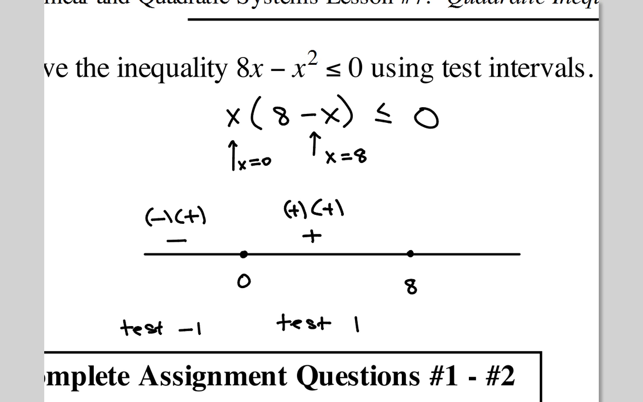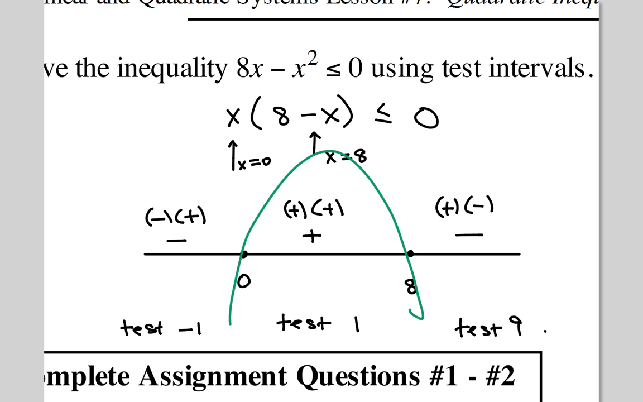Okay. Why is this second term positive? 8 minus 1 would be positive. Good. Now test a value outside of 8. Test 9. Positive and negative. What would that make? Positive times the negative would be negative. Does this open up or down anyway? Because of the negative lead coefficient, you know that the graph is going to do this anyway. Right? Does it make sense?